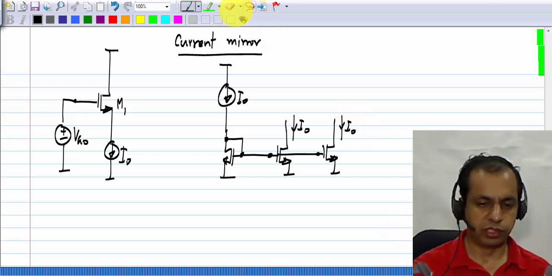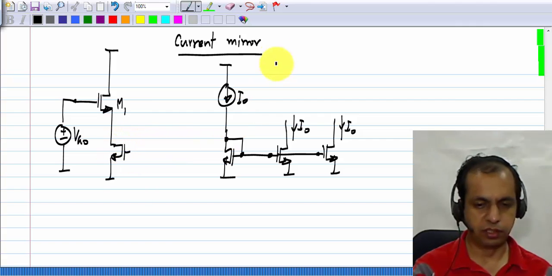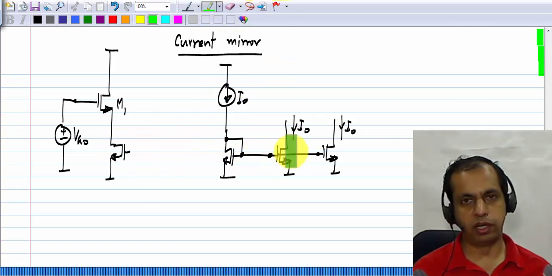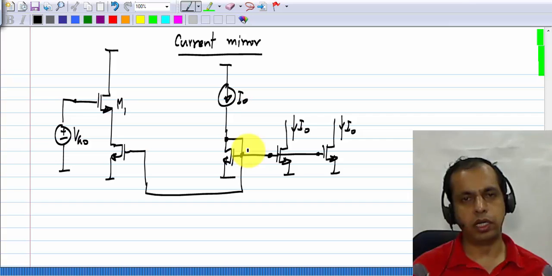And we can use one such device to bias this. Instead of this I0, we can have a MOS transistor. It's assumed that these are all identical to each other. So this will do the job.